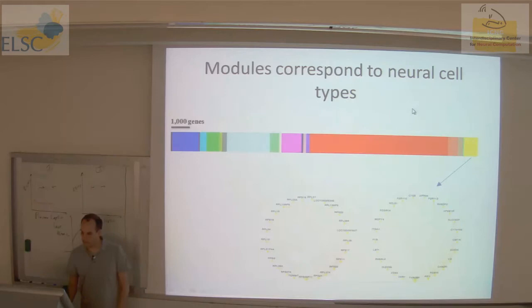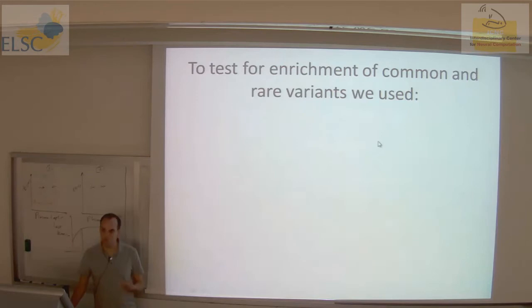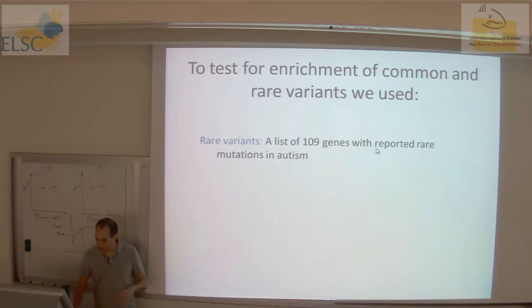Then what we wanted to know is whether those modules are enriched. So we tested the enrichment of common variation in each one of those groups. We used a list of 109 genes with mutations in autism. I must say that this list is problematic because it was a biased list from many different studies. They didn't look at the whole genome, but once some people found mutations in synaptic genes, other people were looking for mutations in other synaptic genes, for example. So this is a biased list.